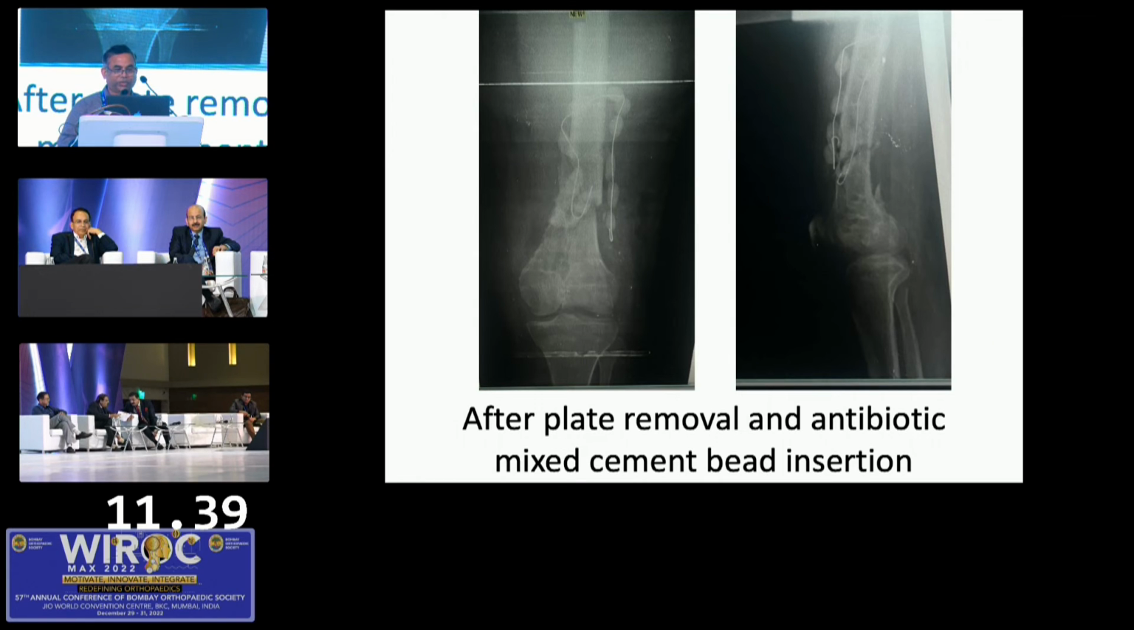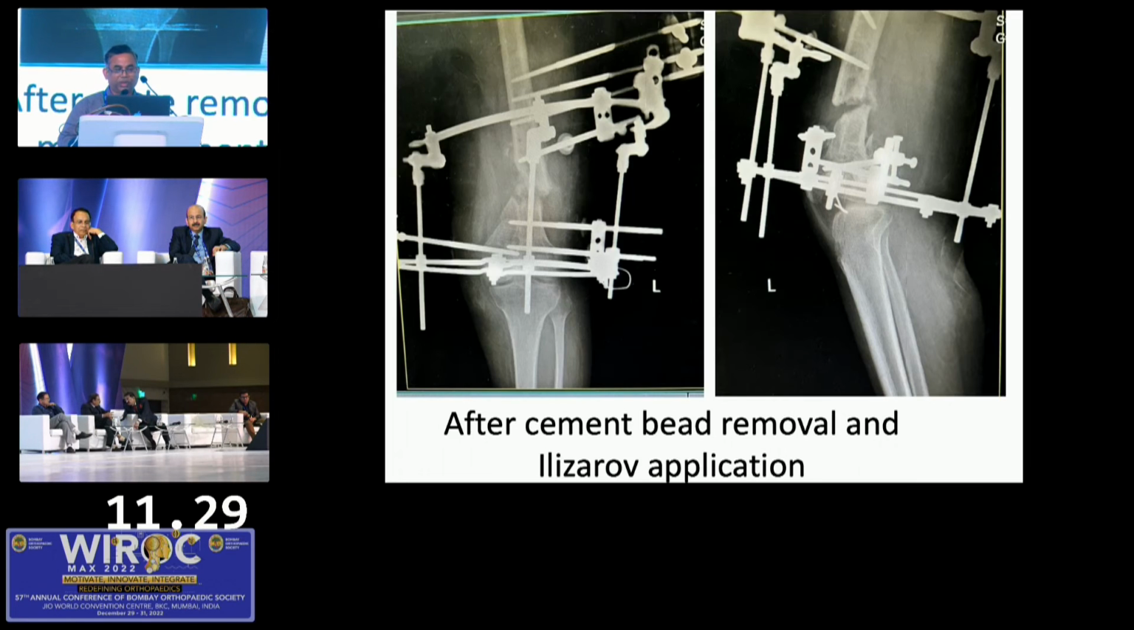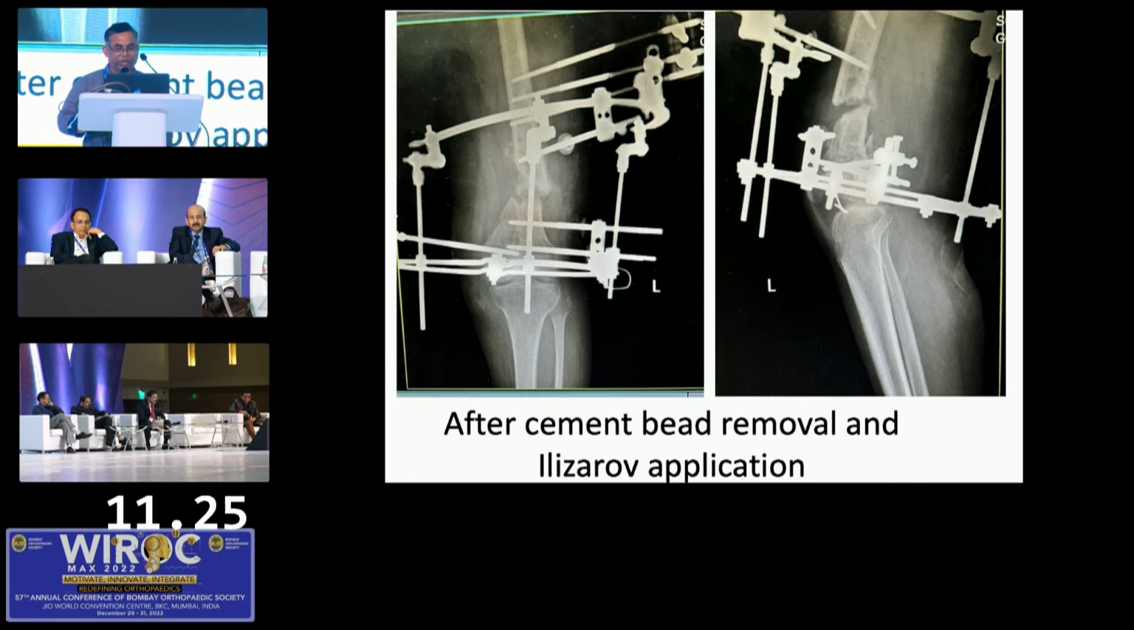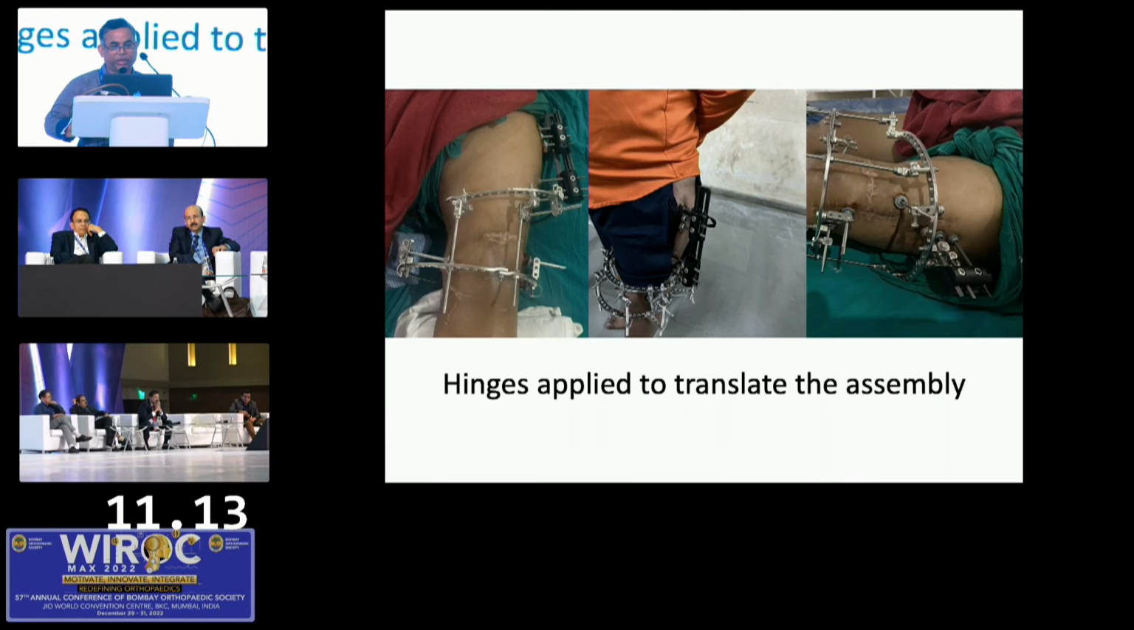So what we did is first we removed the implant. The patient was posted. First the plate was removed and we put in these cement beads. The cement beads were kept for a few days and in the next setting we removed the cement beads and put up an Ilizarov fixator. So this is the condition when we put in the Ilizarov. There is some malalignment which was corrected with the help of hinges. So these are the hinges that we use for translation and angulation correction.